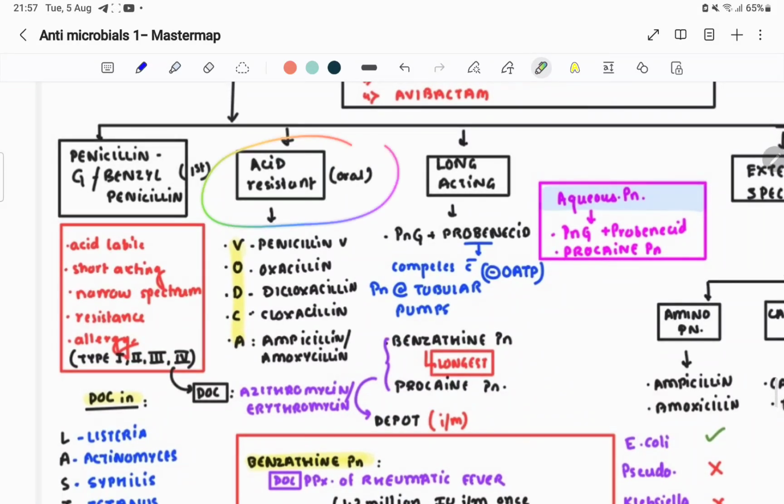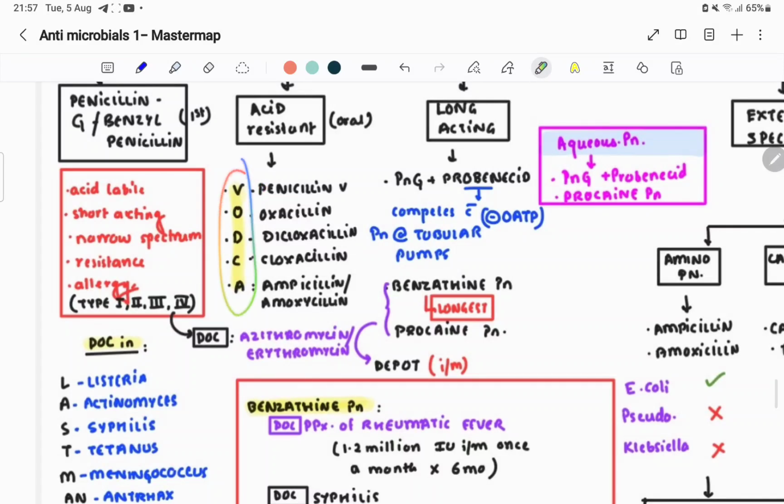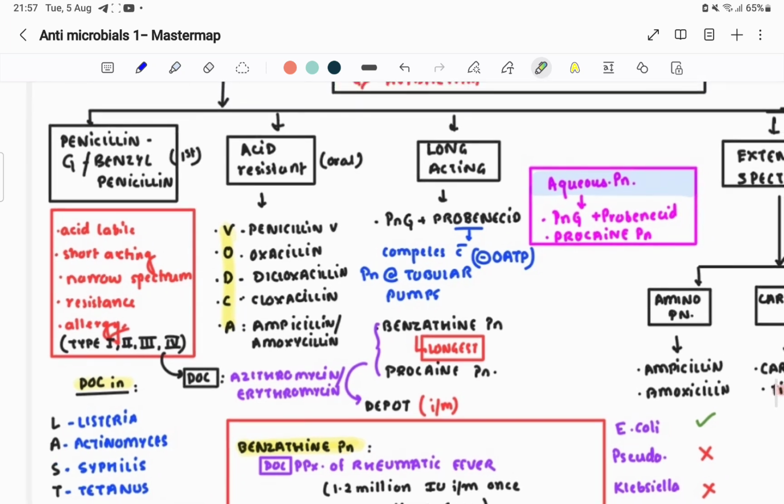So we made acid resistant penicillins. You can remember VODKA. V is penicillin V, O is oxacillin, D is dicloxacillin, C is cloxacillin, A is ampicillin and amoxicillin. Very easy to remember. So penicillin V, oxacillin, dicloxacillin, cloxacillin and ampicillin or amoxicillin. These are the acid resistant penicillins.